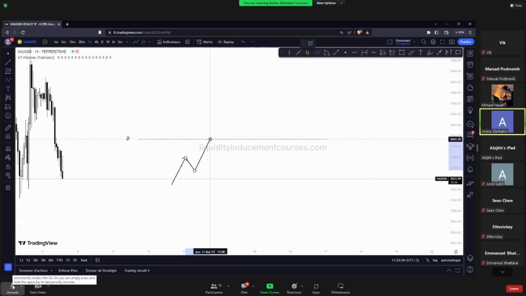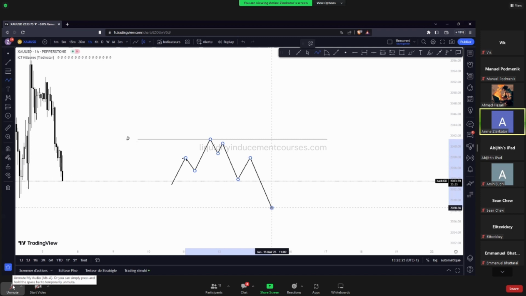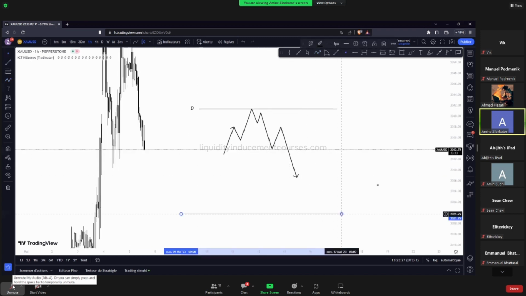Okay, and the H4 support has to be made right on the touch. It should not be an internal one, like a support that has been made after the touch. This one does not count. So we need to break the external support. Once this gets broken, then we should assume that this daily level starts with the daily bearish storyline, and we are going to the next fresh daily level, at least.